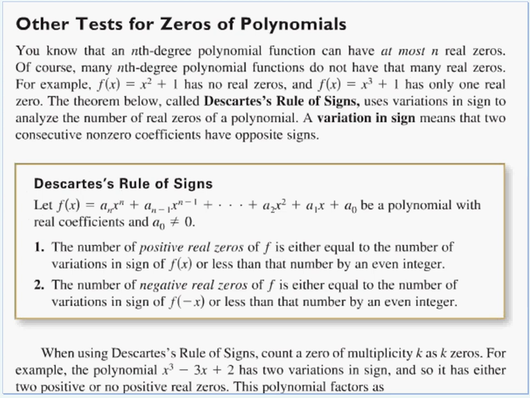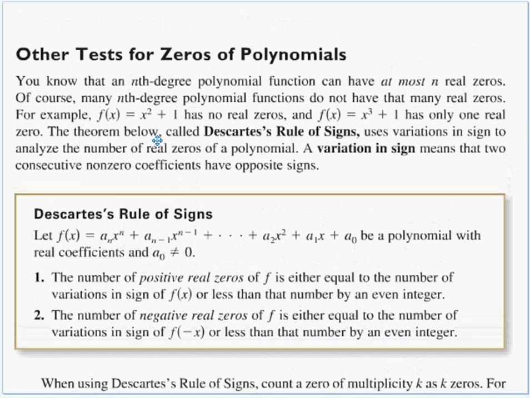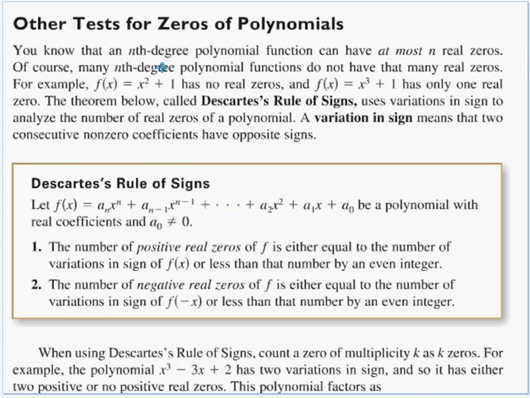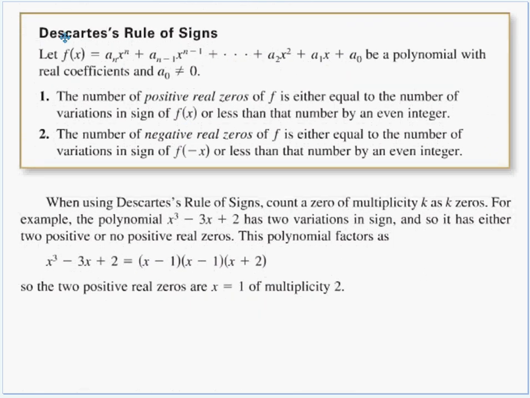All right, there's some other tests for the zeros of polynomials to make our guessing and checking a little easier. It says you know that an nth degree polynomial function can have at most n real zeros. Of course, many nth degree polynomials do not have that many real zeros. For example, x squared plus 1 has no real zeros. X cubed plus 1 has only one real zero. The theorem below, called Descartes' rule of signs, uses variations in signs in order to analyze the number of real zeros of a polynomial. A variation in sign means that two consecutive non-zero coefficients have opposite signs. They will switch.